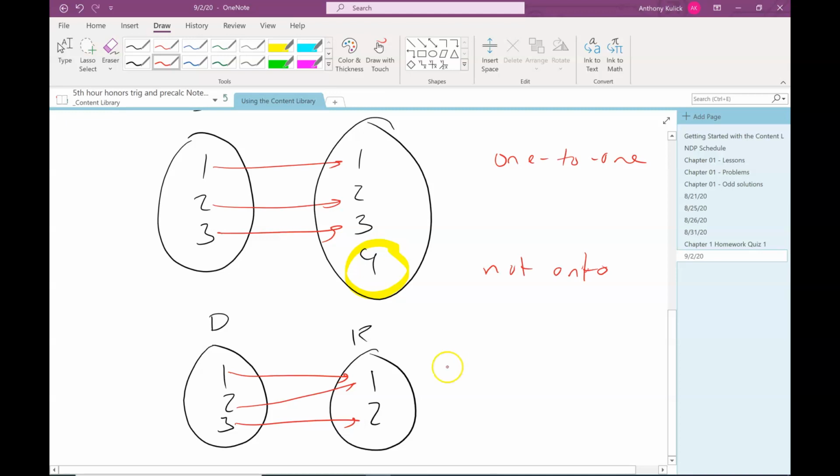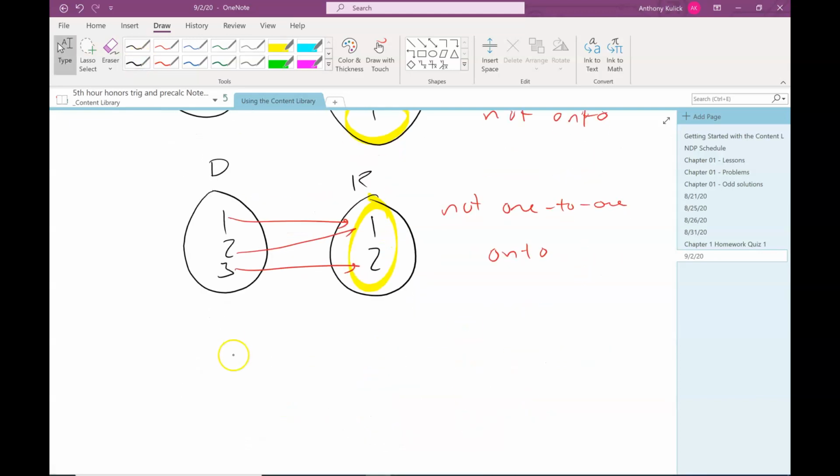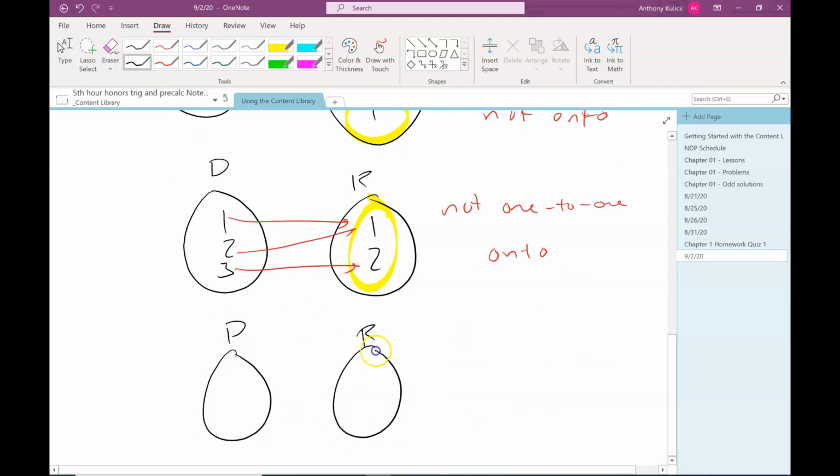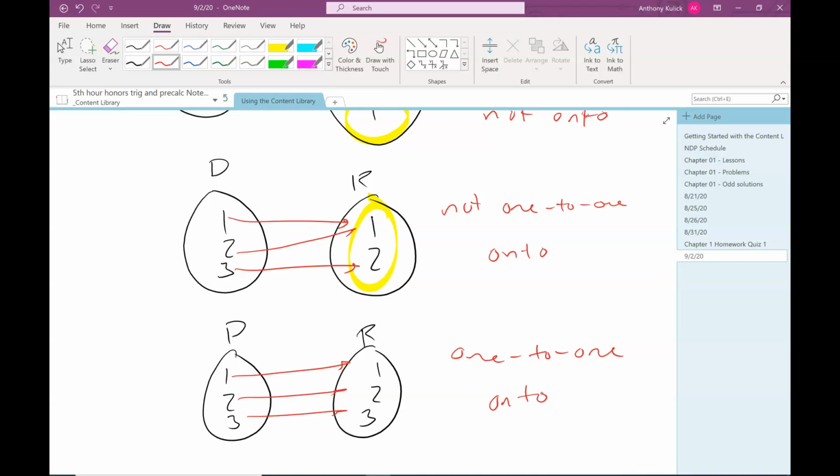This one is not one-to-one because we have y coordinates that are used more than once. But it is onto because all the y coordinates are used. Okay with that? Now, if you want something that is both one-to-one and onto, it's going to look something like this. So each y coordinate is used one time, and all the y coordinates got used. So it is one-to-one and onto. Does that feel okay? Okay.